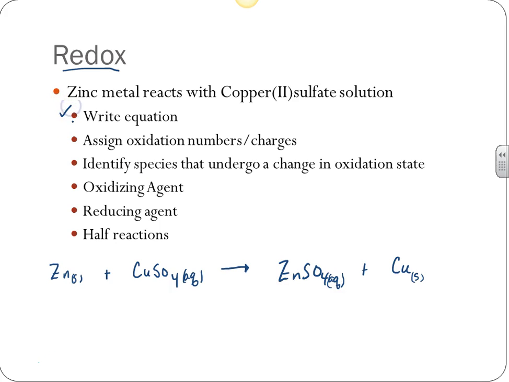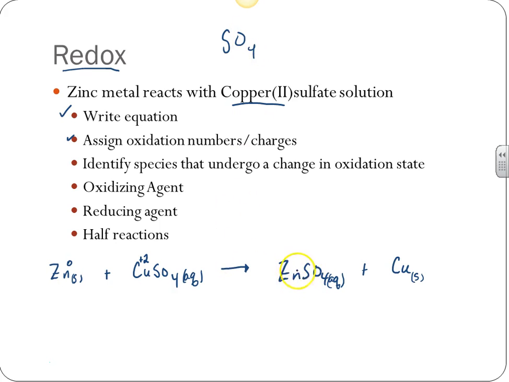Okay, so we've written the equation. Next, we want to assign oxidation numbers and charges to every part of this equation. Okay, so let's begin with zinc. This is zinc metal, which means pure zinc. Pure elements always have an oxidation state of 0. Copper 2 sulfate, what's the charge of the copper? It's copper 2 because its charge is 2. Okay, so that's positive 2. I'm going to do sulfate separately, so I'll come back to that.